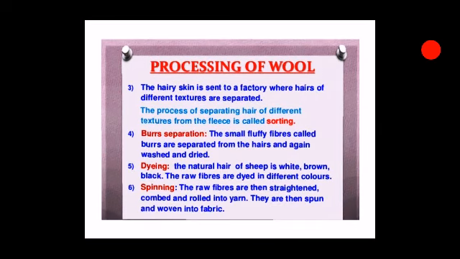Now, the hairy skin is sent to a factory where the hairs of different textures are separated. What happens now? The hairy skin is sent to the factories and hairs of different textures or different colors are separated. The process of separating hairs of different textures from the fleece is called sorting. What is sorting? The different colors of the sheep hair are all separated. So this is called sorting.